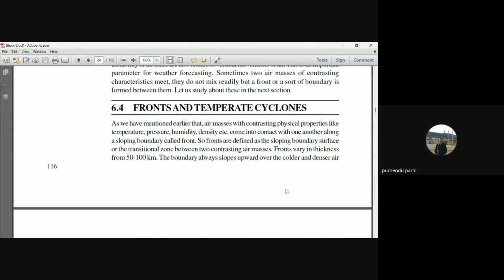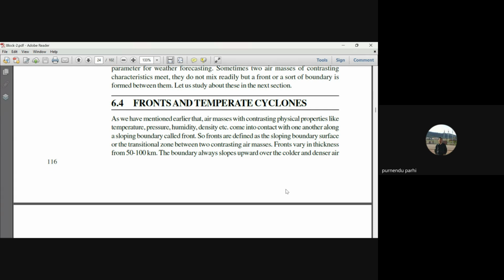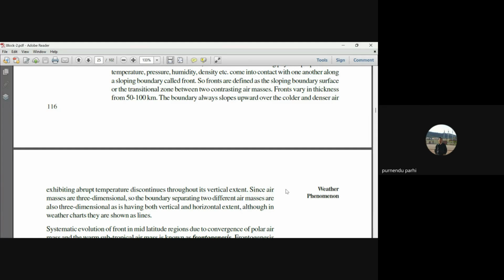Then fronts and temperate cyclones. As we have mentioned earlier, air masses with contrasting physical properties like temperature, pressure, humidity, density, etc., come into contact with one another along a sloping boundary called a front. So fronts are defined as the sloping boundary surface or transitional zone between two contrasting air masses. Fronts vary in thickness from 50 to 100 km. The boundary always slopes upward over the colder and denser air, exhibiting abrupt temperature discontinuity throughout the vertical extent. Since air masses are three-dimensional, the boundaries separating two different air masses are also three-dimensional, having both vertical and horizontal extent, although in weather charts they are shown as lines.